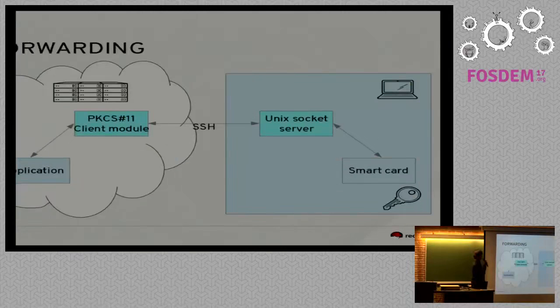So the complete implementation looks like this. The user starts the Unix socket server on the local side that bridges access to the smart card into the remote server. On the remote server, the system administrator installs the PKCS11 client module, and then the application can use it to access the remote smart card.